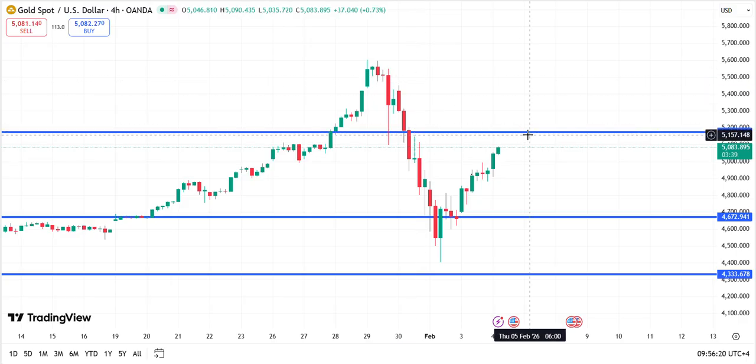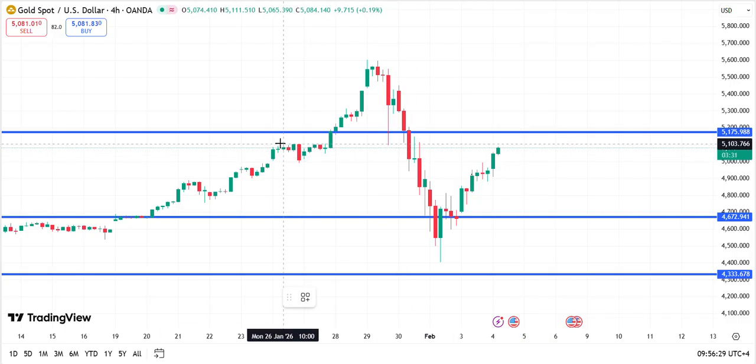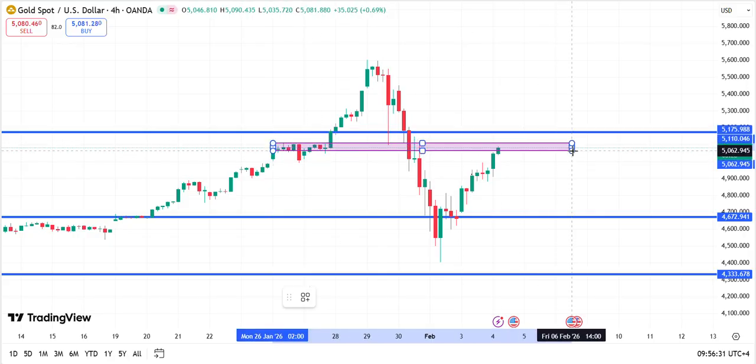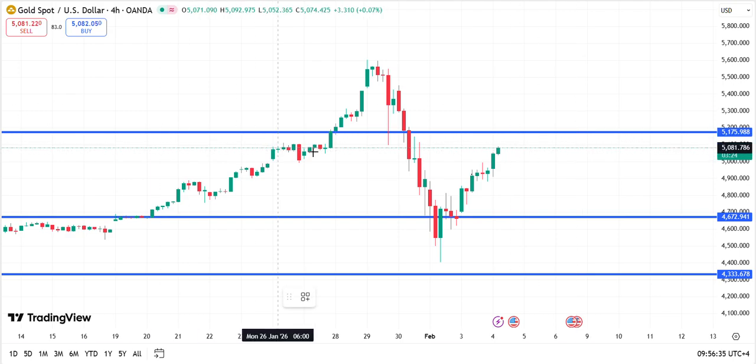Now, from where you should take the trade, let me just break it down for you. This is the area where I am expecting that this area will act as a very good zone to take the trade.